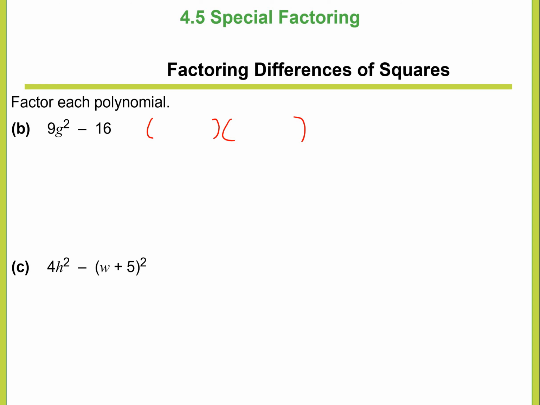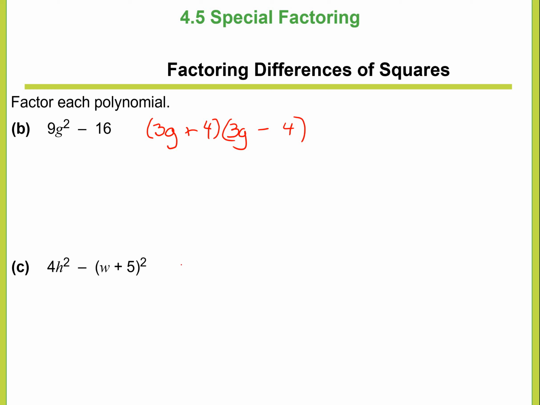However, let me add a caveat to that. Even if they're perfect squares, you do want to check if there's a GCF, because sometimes there is. But 9 and 16, there's no greatest common factor there. So here then, square root of 9 is 3. Square root of 16 is 4. One's a plus, one's a minus, and you're done.